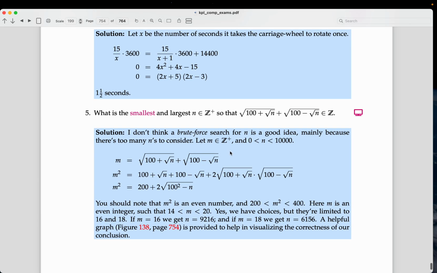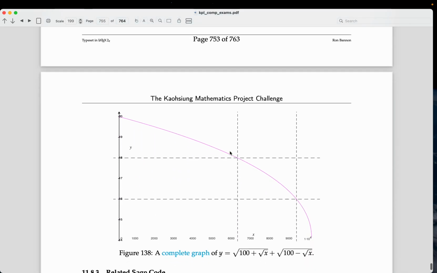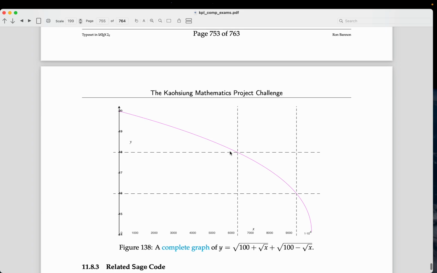Now, is that graph provided to you? Yes. How did I do that graph? Really the same way, by the way. I did it the same exact way.